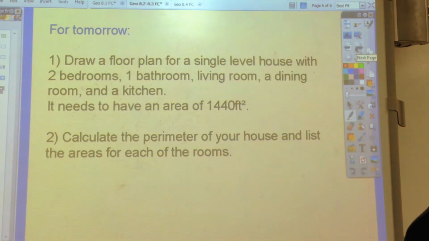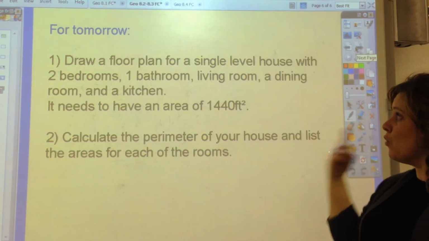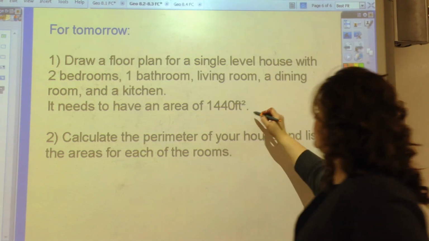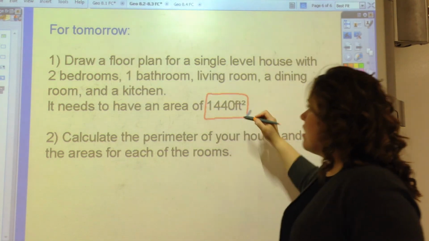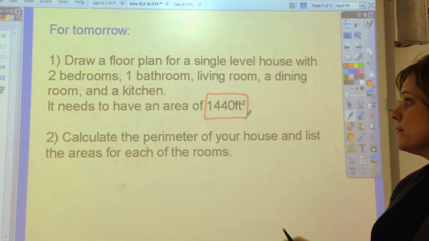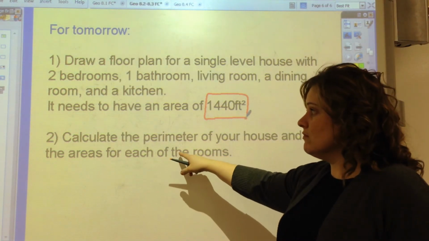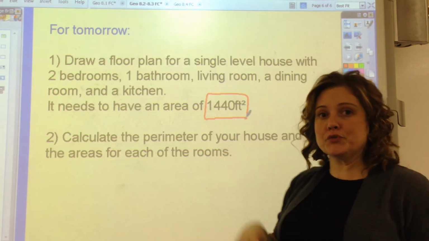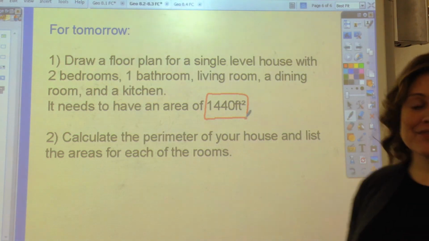Draw a floor plan for a single level house. I want 2 bedrooms, 1 bathroom, 1 living room, 1 dining room, and a kitchen. And I want you to make sure that you end up with an area of 1,440 feet square. Calculate the perimeter of the house and the areas for each room. And I'd like those at the beginning of class tomorrow.